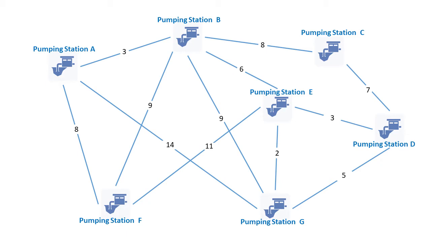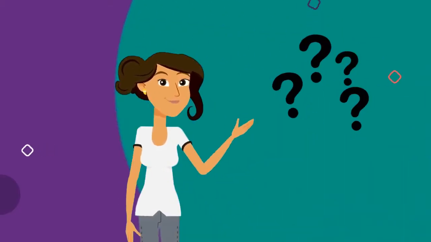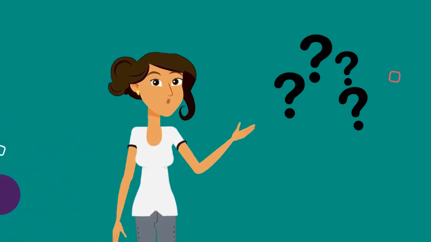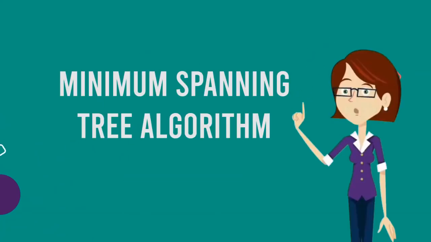Now, in order to keep the cost of building a water distribution system as low as possible, we must connect all of these pumping stations with the shortest possible length of pipelines. In the concept of graph theory, we are able to connect n number of vertices with only n-1 edges. But how will we know which route to use for the pipelines? Well, this is where we should use the minimum spanning tree algorithm.